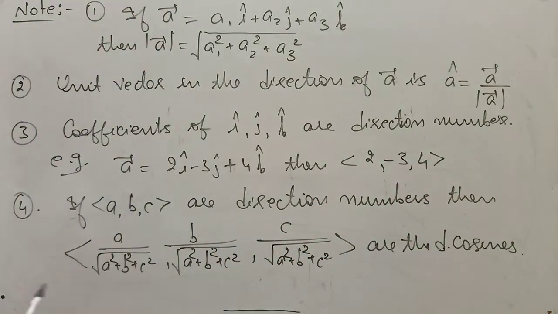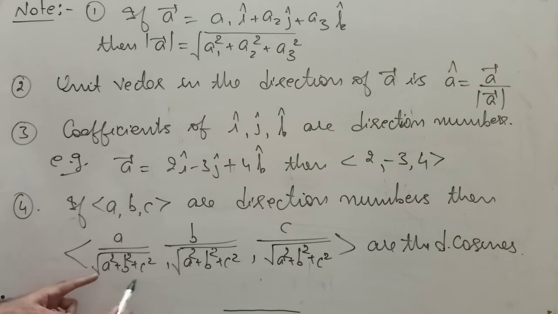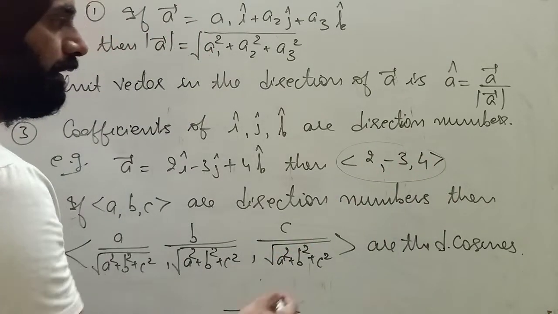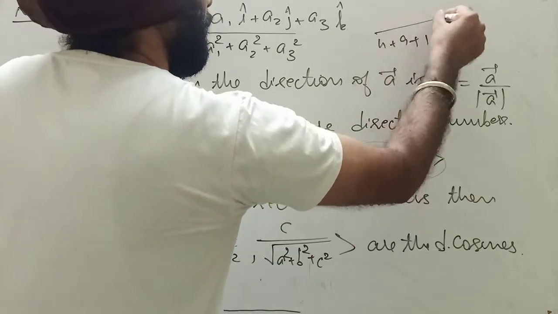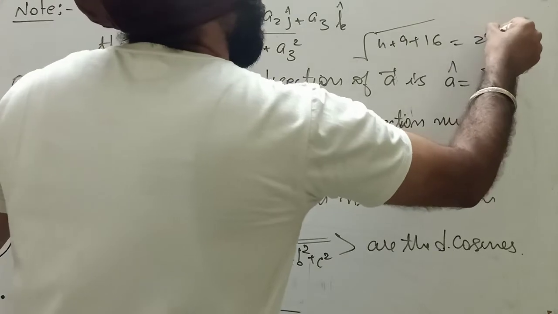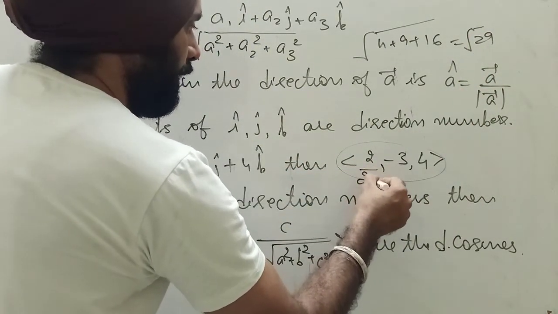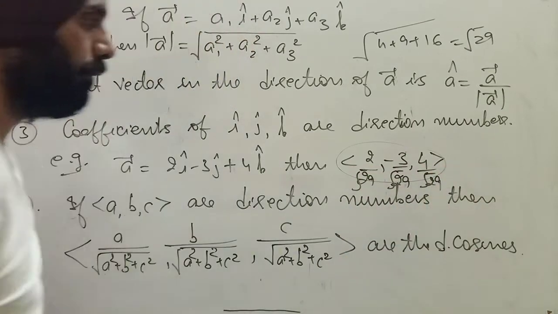Clear? And the fourth point is, if a, b, c are direction numbers, then how can we find the direction cosines from the numbers? By this method, divide every term by the square root of a square plus b square plus c square. So if these are the direction numbers, what will be the direction cosines? Divide by the square root of 4 plus 9 plus 16, that is root 29. So 2 by root 29, minus 3 by root 29 and 4 by root 29 will be the direction cosines.